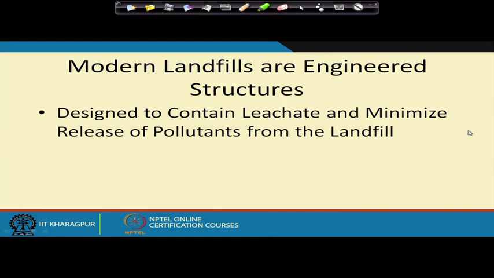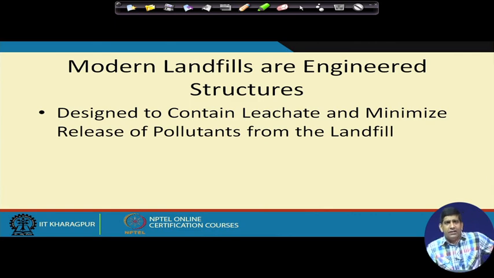So modern landfills are engineered structures. They are not like a dump site. They are designed to contain the leachate and minimize release of pollutants from the landfill. So you have to contain the leachate, and at the same time minimize the pollutants coming out of the landfill. If the leachate is collected, we have to remove it, and if the gas is collected, we have to remove the gas, and we have to come up with a system to do that.